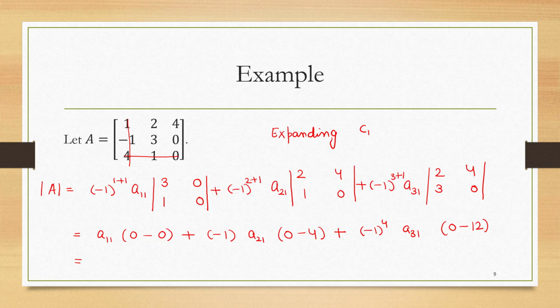That is A11 is 1. 1 into 0 is 0. So it doesn't contribute anything. Minus 1 into A21 is minus 1 into minus 4, plus 1. Minus 1 raised to power 4 is 1, plus 1. A31 is 4 into minus 12. That is minus minus minus. It would be minus 4. 12 fours are 48. So we get minus 52.